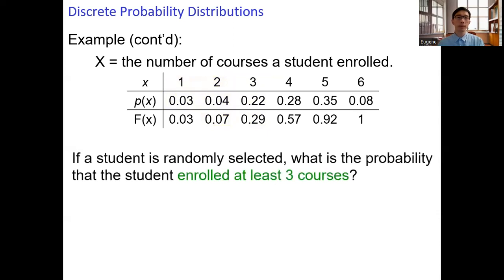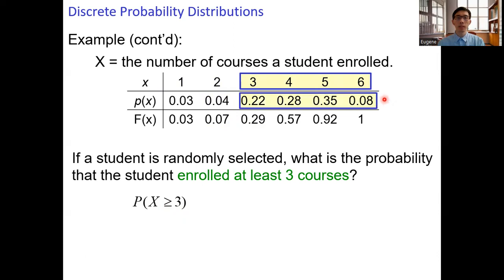How about the probability that the student enrolled in at least 3 courses? We have P of X greater than or equal to 3. The corresponding values of X in this probability statement are X equals 3, 4, 5, and 6. Sum up the corresponding PMF values, P of 3, P of 4, P of 5, and P of 6. We get 0.93.